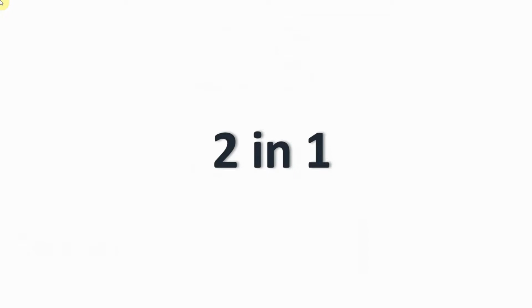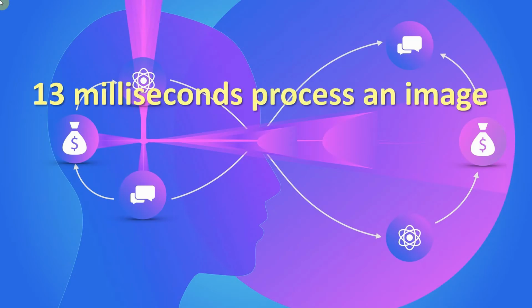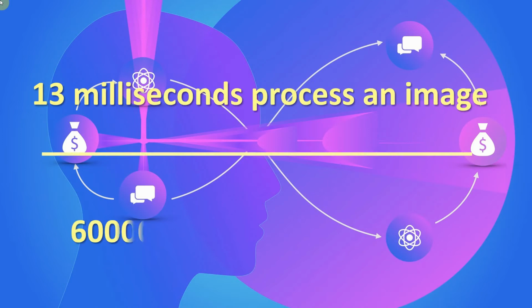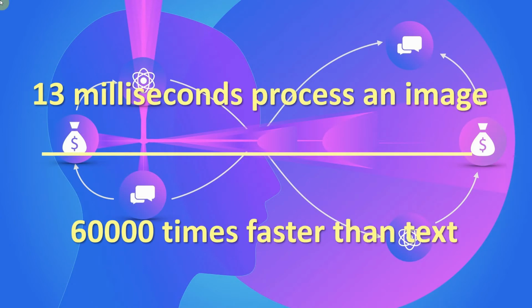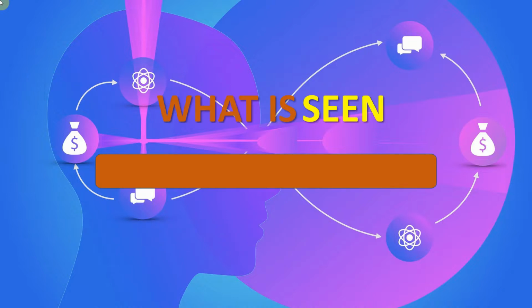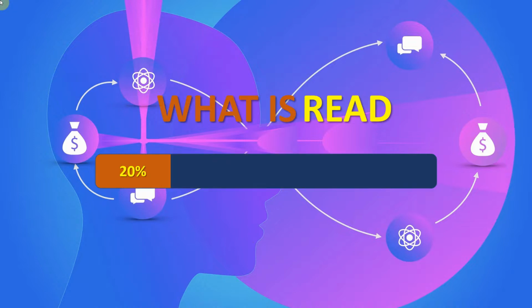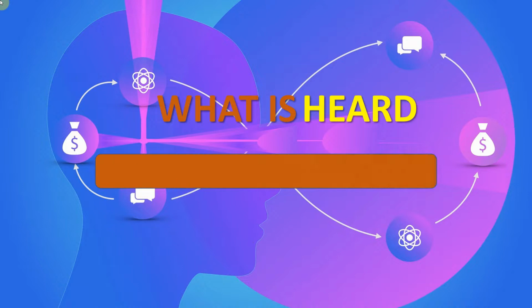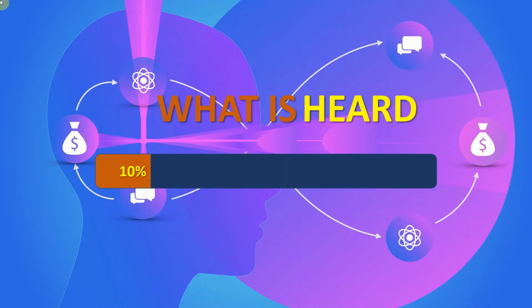And for this purpose, we need to understand the human brain. It processes images in 13 milliseconds, which is 60,000 times faster than text. What it sees, it retains as memory 80% of the time. What it reads retains only 20% of the time, and what it hears 10% of the time. So that magnificent organ that we all have, our brains, has limitations, but it has some really powerful stuff.